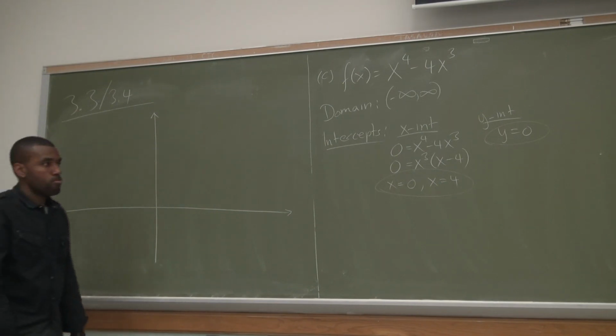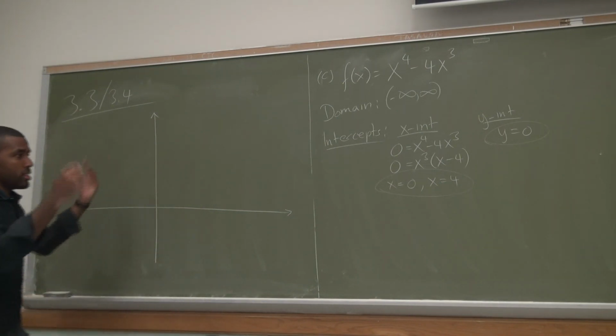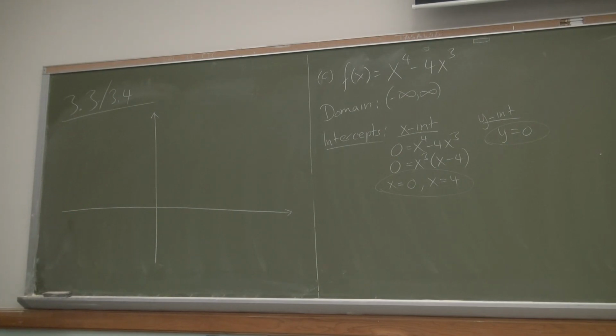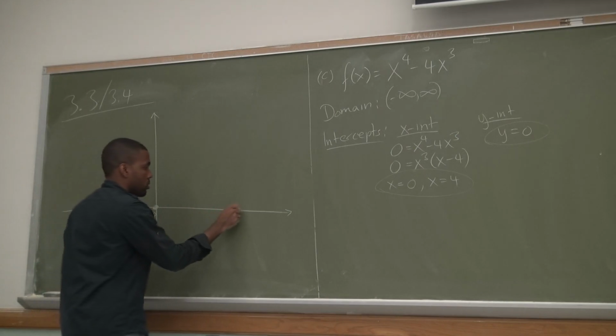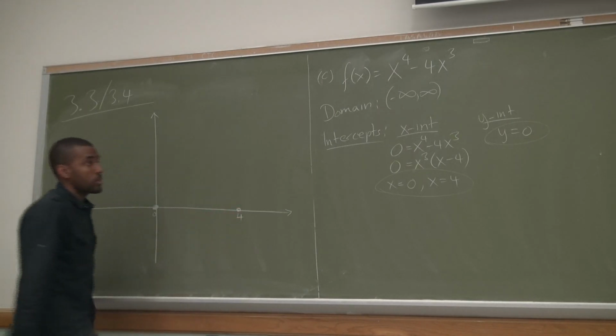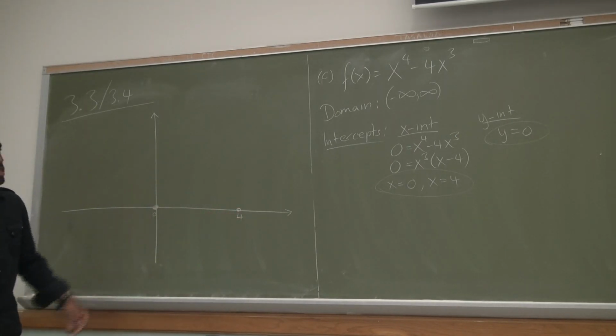Okay, so what do I know now? Put in everything I know. I have 2 x-intercepts, right? 0 and 4. Okay, y-intercept at 0, that's good.